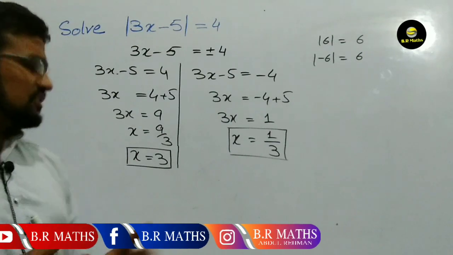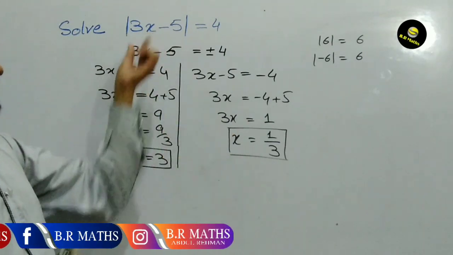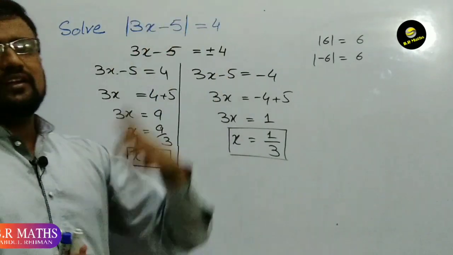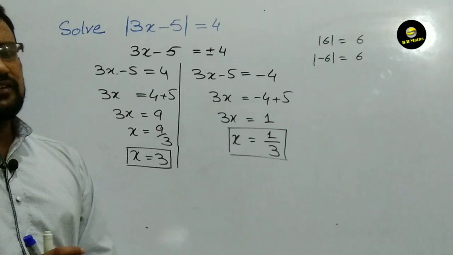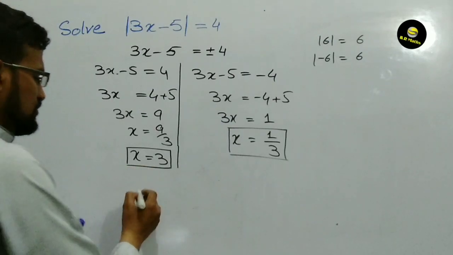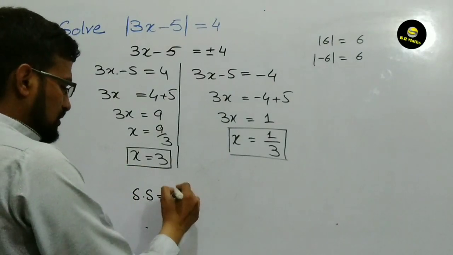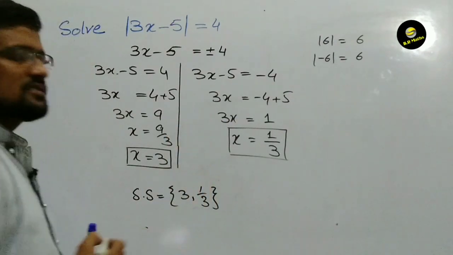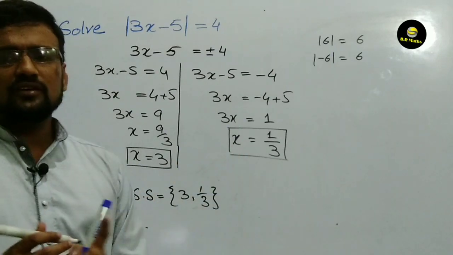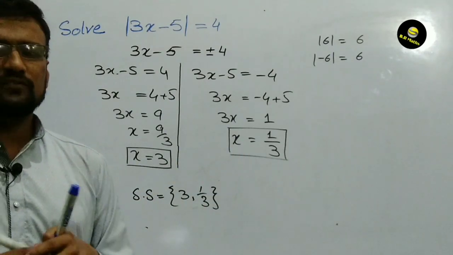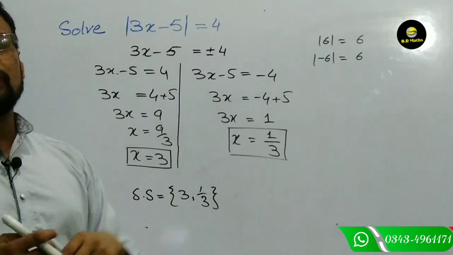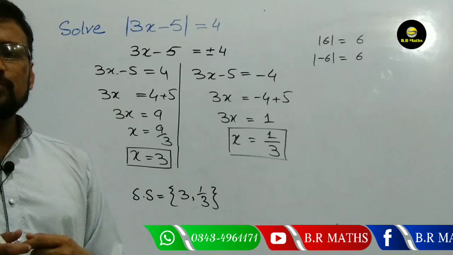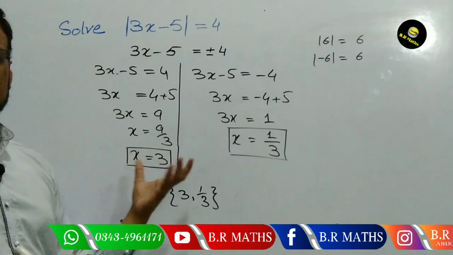If you want to check these values, put these values in the equation, and both the right-hand side and left-hand side are equal. After checking, you are sure that these two values are the exact solution set of this given absolute value equation. I hope you understand this important and easy question.